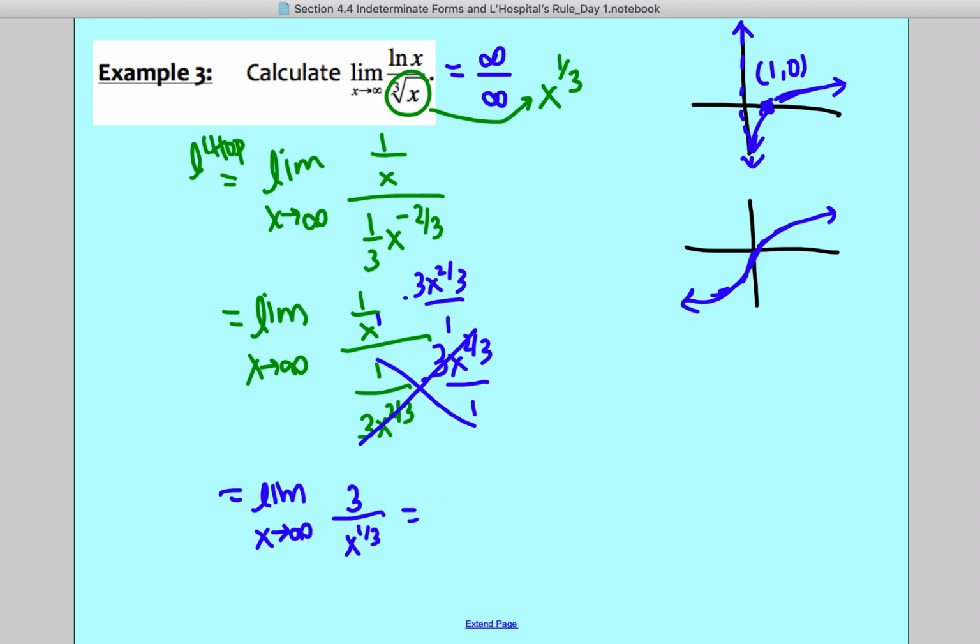And now I would try and plug it in. So I'd have 3 over, plug in my infinity to the 1/3. Well, that's this graph here. As you go to the right, what's happening to my y values? Continue to go up. If I have 3 divided by a really large number, I will have 0. Okay. So there is example 3.